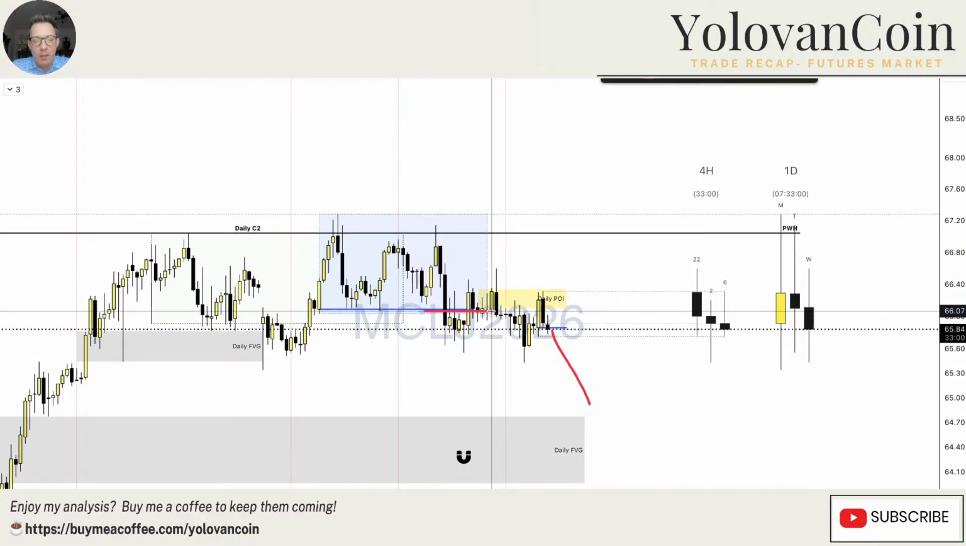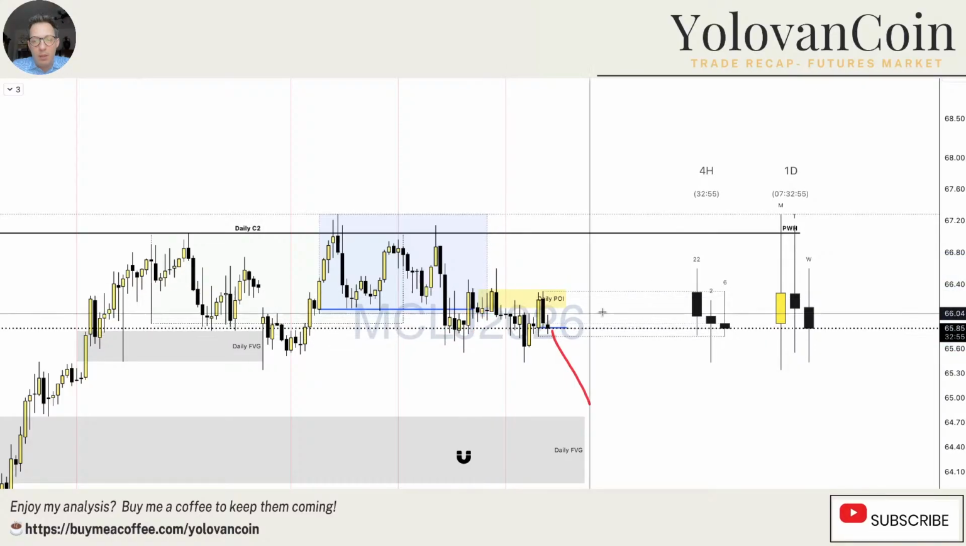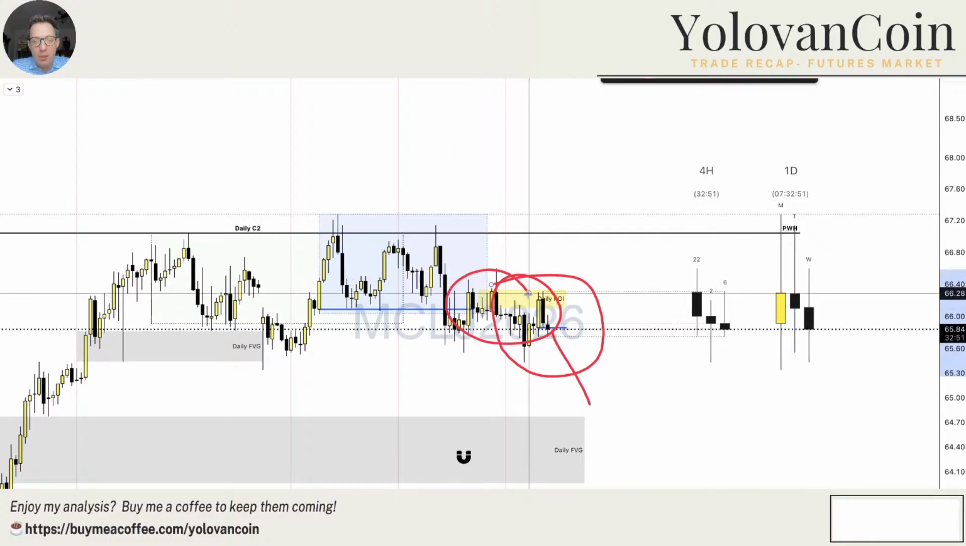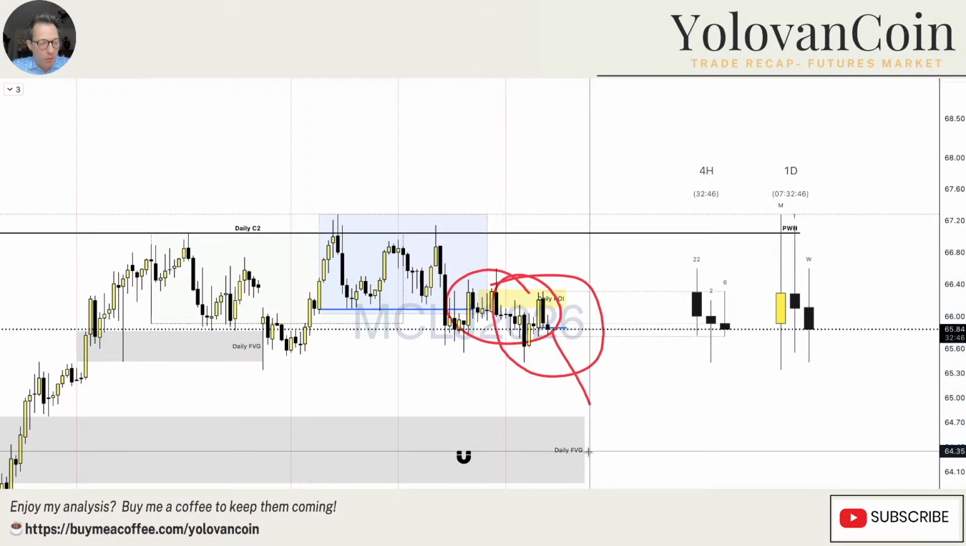Yesterday we had finally a 1 hour changing state of delivery, and during this C4 we had actually a kind of consolidation, but it seems like the price is gonna go lower, so I'm looking for lower prices.